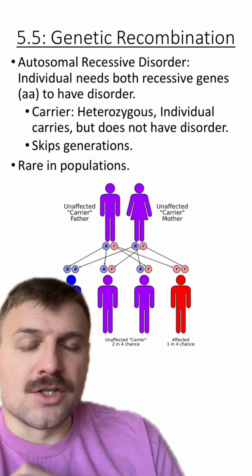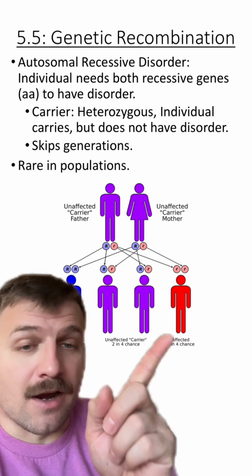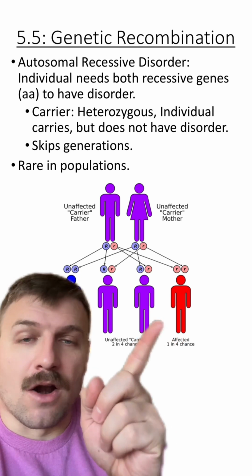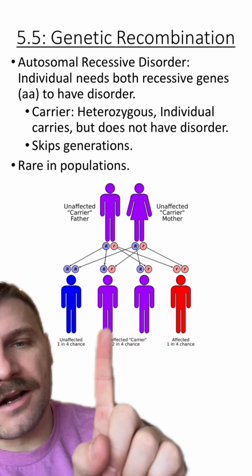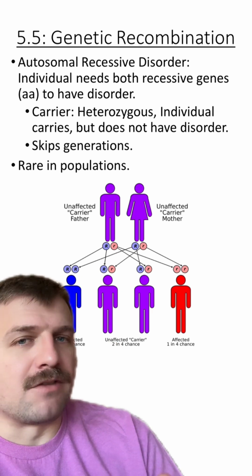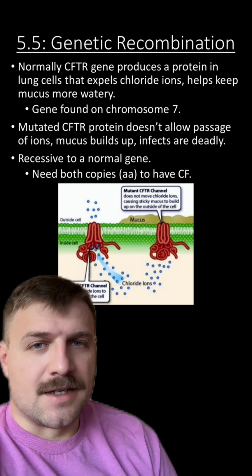The only time their children will have the disorder is if they inherit two of these recessive alleles and are homozygous recessive. However, it's important to remember that these two individuals are still carriers, but they don't exhibit or have the disorder. An example of this is cystic fibrosis.